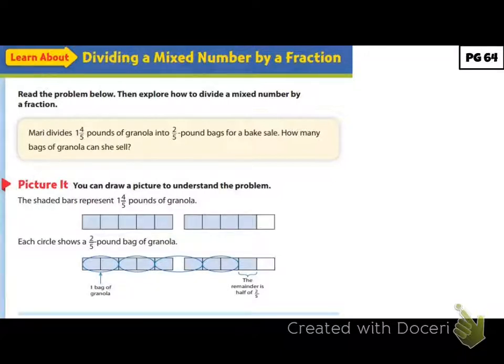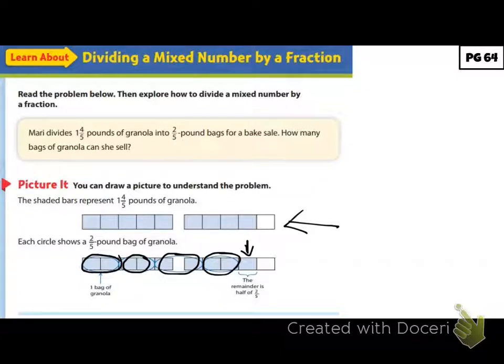In the picture, she shaded the bars, and that represents 1 4/5 pounds of granola in this picture right there. And then each circle shows a 2/5 pound bag of granola. So there's one, there's one, there's one, there's one. So 4, and then you have this one left over, but that's actually half of a bag.